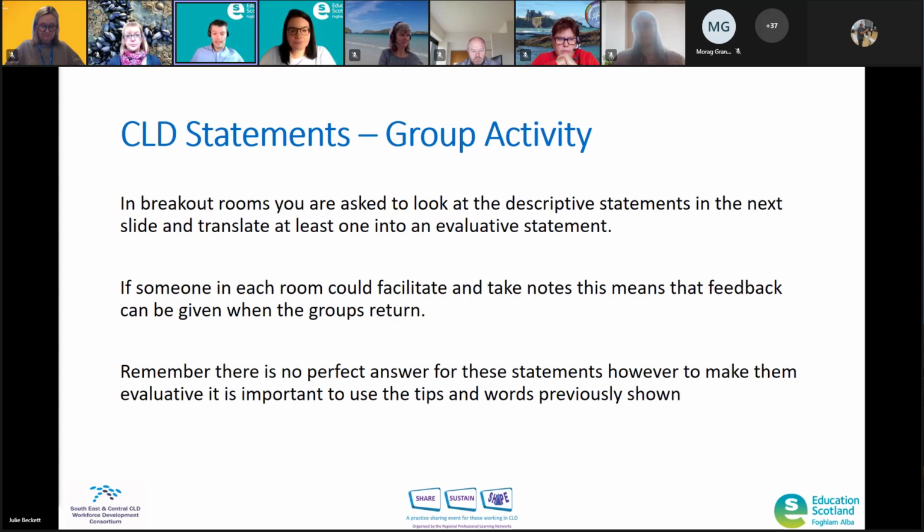And again, when we come back, some feedback would be good from the groups, but we'll also give feedback as well. And the feedback we'll give is how ourselves at Education Scotland, how our HMI colleagues, and how us as a consortium training group here would look at those statements and measure them as being evaluative. Again, there's no perfect answer, and I think that's something when it comes to the scary element of evaluative writing, try and not look at it as something that needs to be a particular way. It just has to show the impact that's been made. So don't try and stress about it too much.